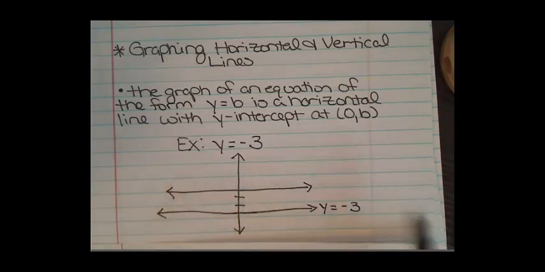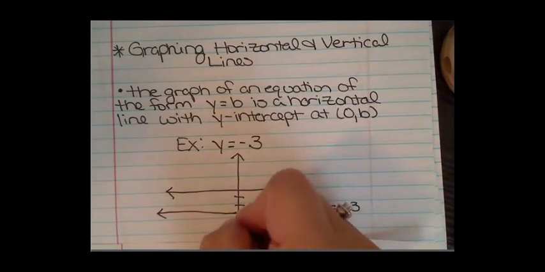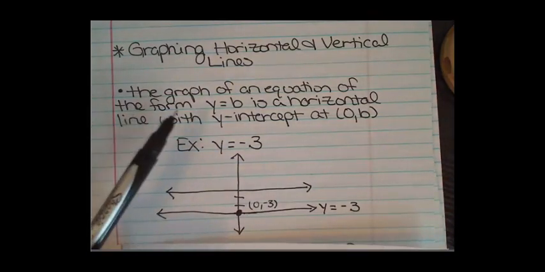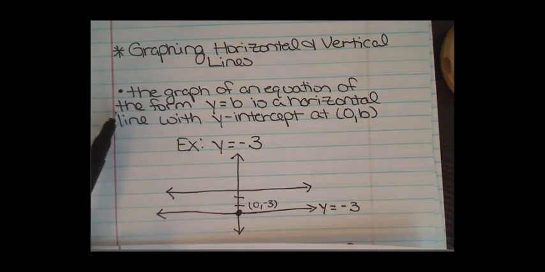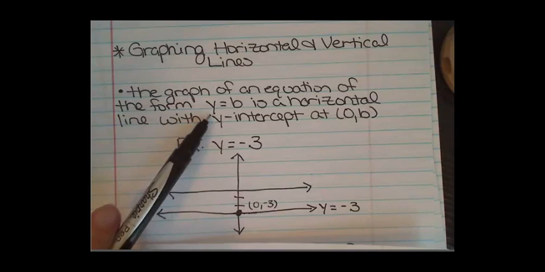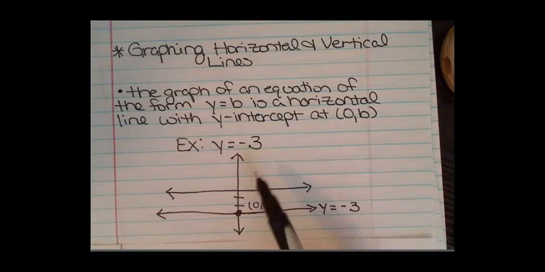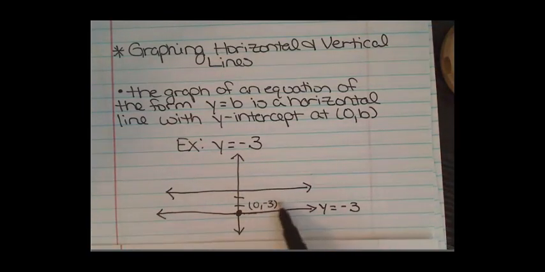So that means right here would be our y-intercept, and that would be at (0, -3), which is what this says. It says the graph of the equation of the form y equals b is a horizontal line with a y-intercept of (0, b). Our b was -3, and that's what that says right there. So that is horizontal lines. So it's going to be very similar for vertical lines.